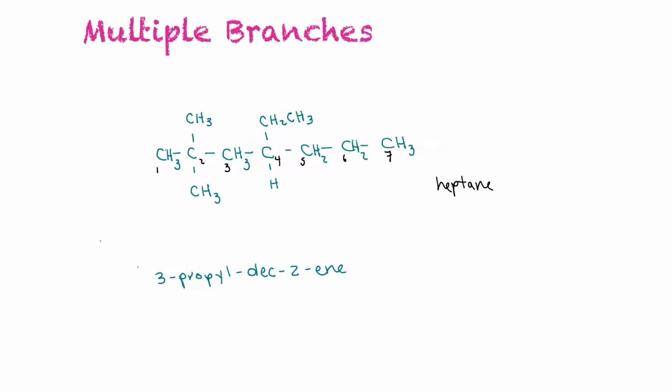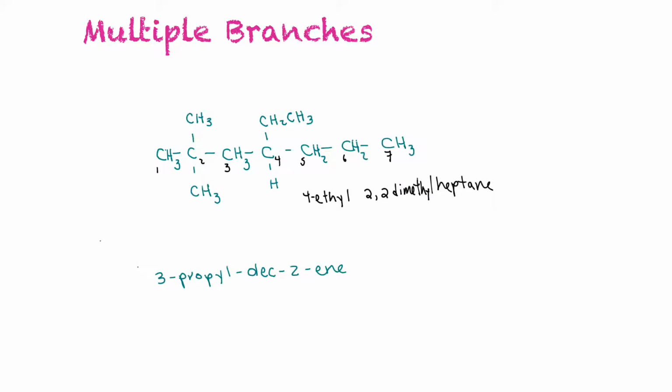And then we can see that on carbon number 2, there are 2 methyls. And then on our carbon number 4, there's an ethyl branch. Now there is a rule that you would name them in alphabetical order. So technically it should be written 4-ethyl and then 2,2-dimethyl heptane. So that's the name of that first molecule.